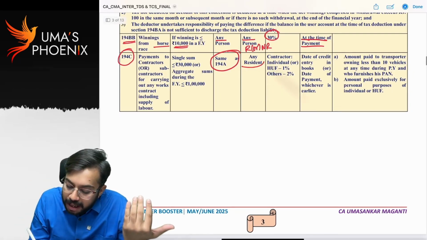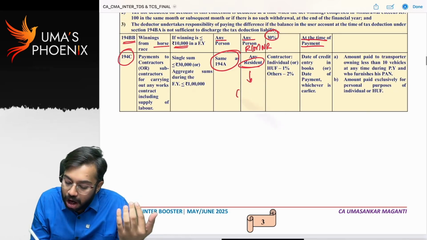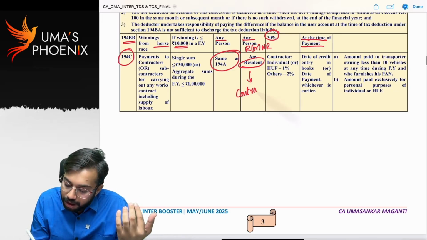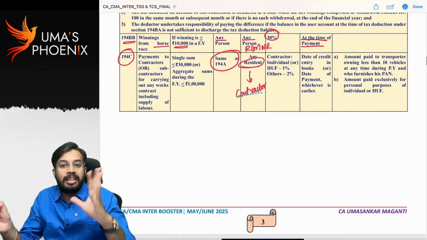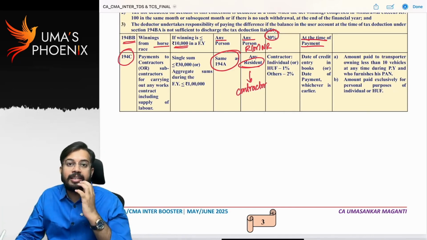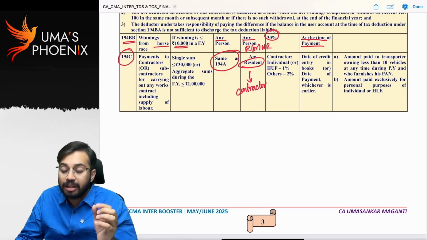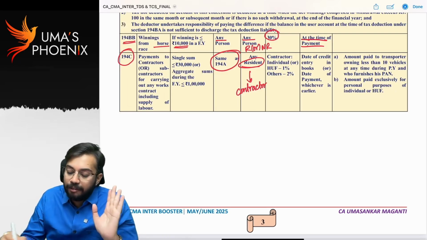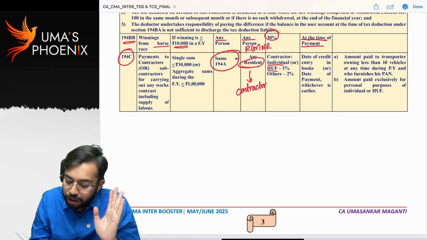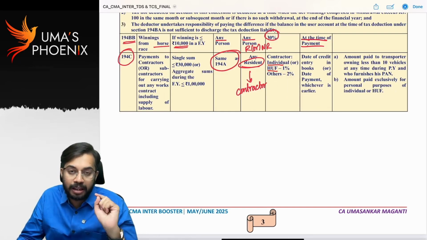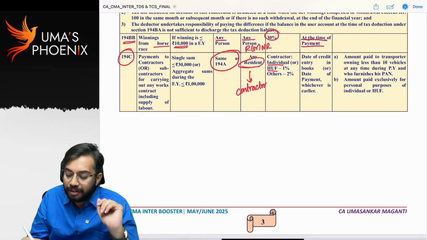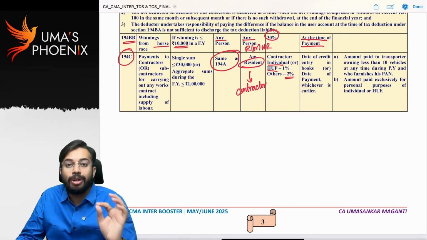Only if payment is made to a resident, that means a resident contractor, then TDS is required to be deducted under section 194C. Next, what is the rate of TDS? If the contractor is an individual or HUF, the rate of TDS is 1%. If the contractor is other than an individual or HUF, the rate of TDS is 2%.